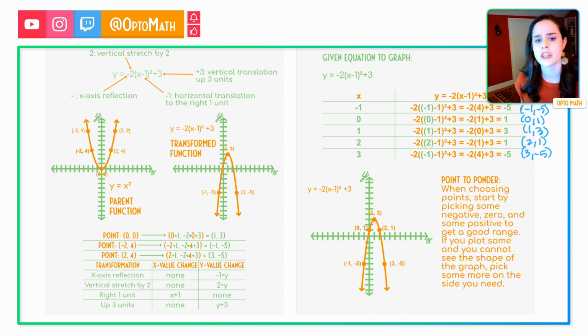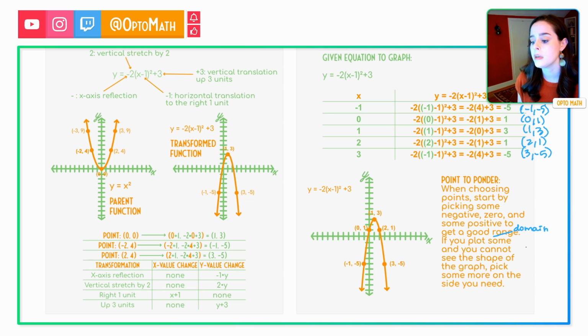And let's take a look at this point to ponder. When choosing points, start by picking some negative, 0, and some positive to get a good range. Now, I say range is a loose term. Really, technically, it would be a good domain, right? If you're talking about x's. Now, when I said the word range, I wasn't even referring to range in terms of what your y values can be. But either way, just so you can get different points.